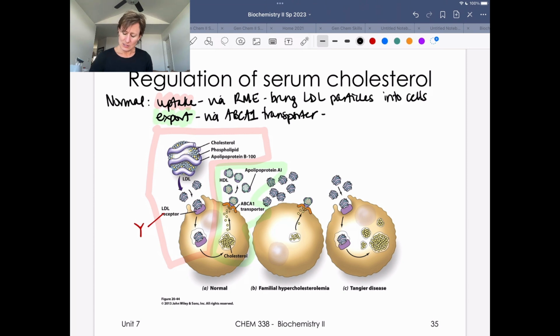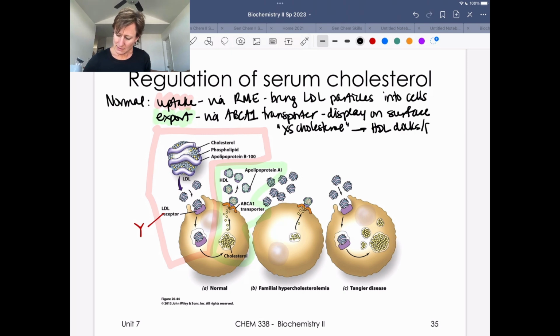Okay, so you're going to display this on your surface. You're going to display that you've got excess cholesterol. It's going to be a signal that you've got excess cholesterol, and HDL is going to come by. It's going to dock. It's going to pick up that cholesterol, take it to the liver, again, export it via bile acids. So HDL is going to, let's write dock, because that's what happens.